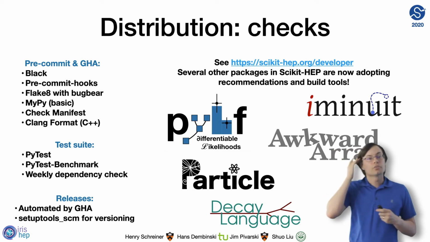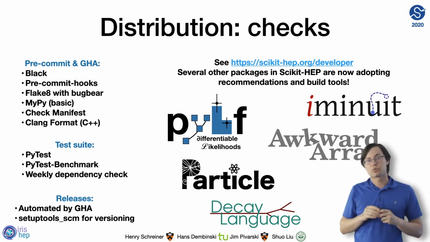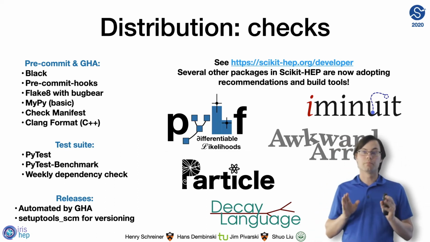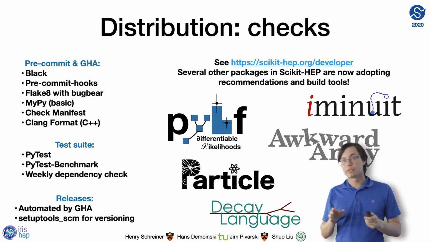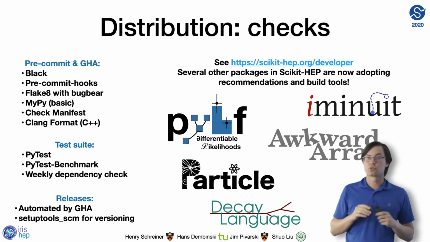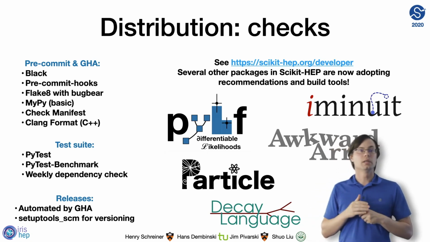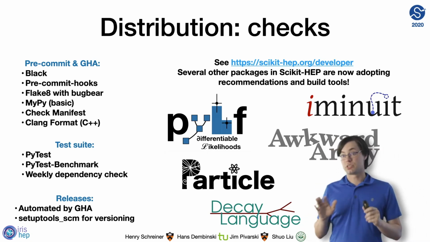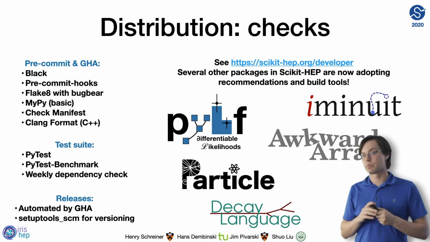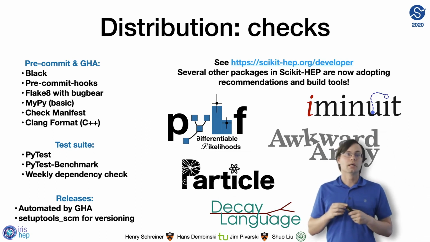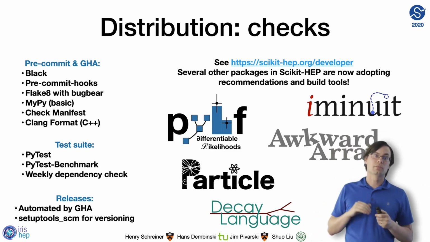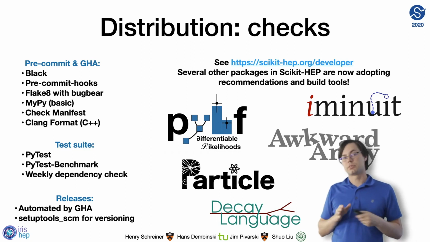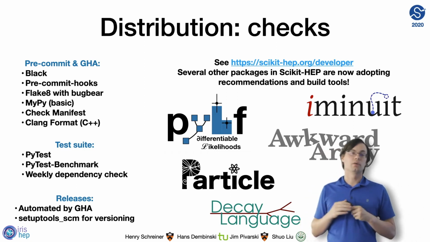Okay. There's also a variety of checks in place to make sure that this works well and remains as useful as possible. We're using pre-commit, which is fantastic. GitHub Actions, we're completely GitHub Actions now. And we're using Black to do the formatting. Lots of the different pre-commit hooks are being used.